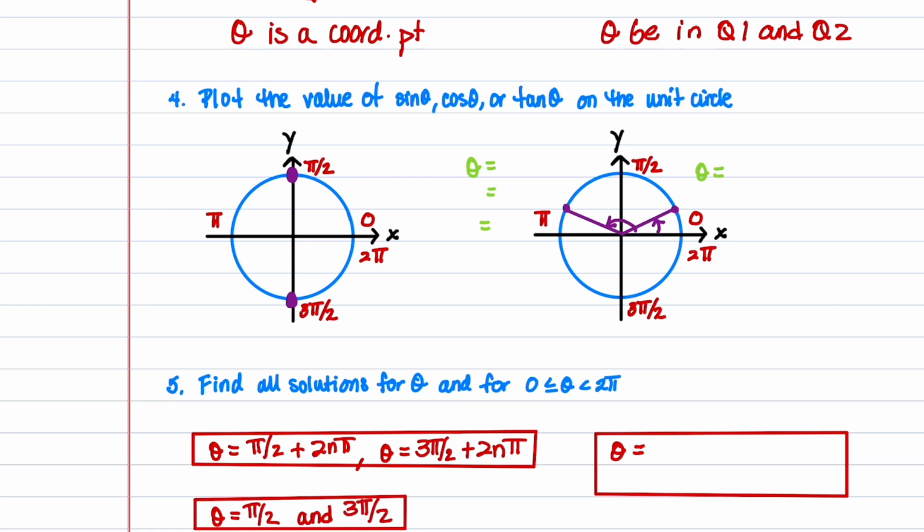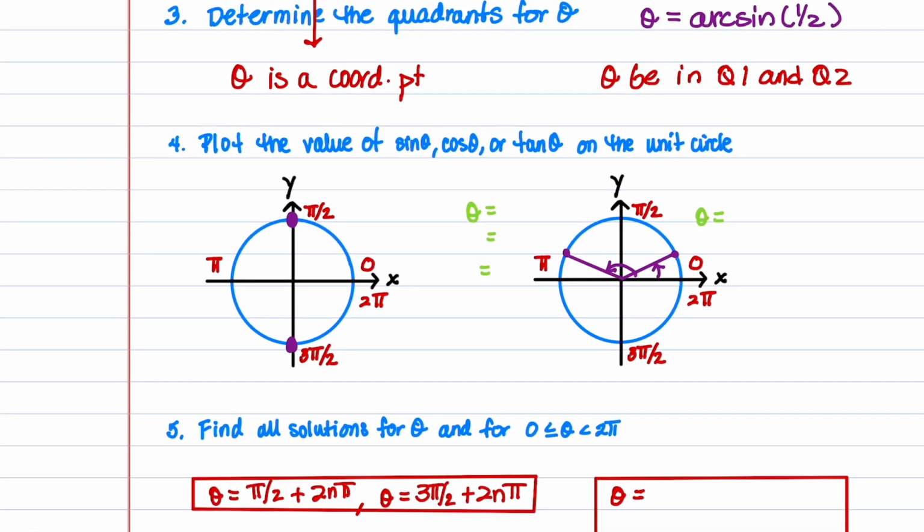For our equation on the right, we have theta is arcsine of 1/2. The arcsine of 1/2 is equal to pi over 6. So in our first quadrant, theta sub r, our reference angle, is pi over 6. Our theta in our second quadrant is going to be pi minus theta sub r. So this is pi minus pi over 6, which gives us a value of 5 pi over 6.